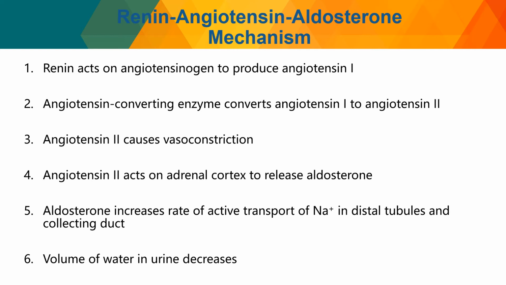For the renin-angiotensin-aldosterone mechanism, we all know that renin acts on angiotensinogen to produce angiotensin 1. Angiotensin converting enzyme converts angiotensin 1 to angiotensin 2, and then angiotensin 2 causes vasoconstriction. Angiotensin 2 acts on the adrenal cortex to release aldosterone, and aldosterone increases the rate of active transport of sodium in the distal tubules and the collecting ducts, making the volume of water in your urine decrease.